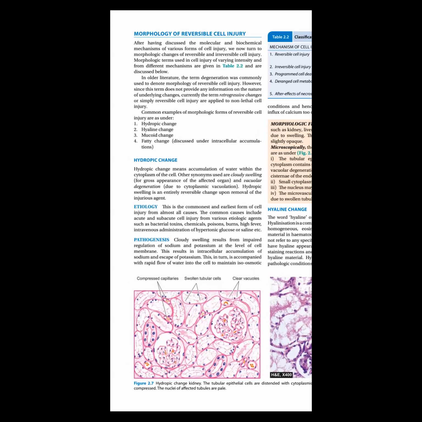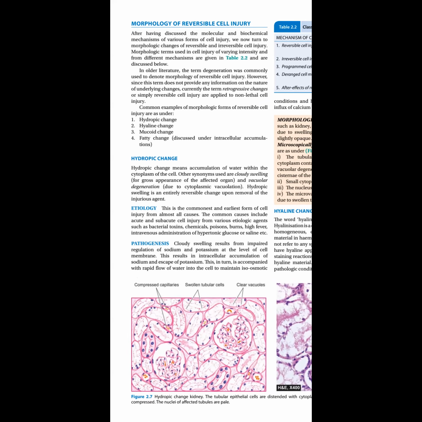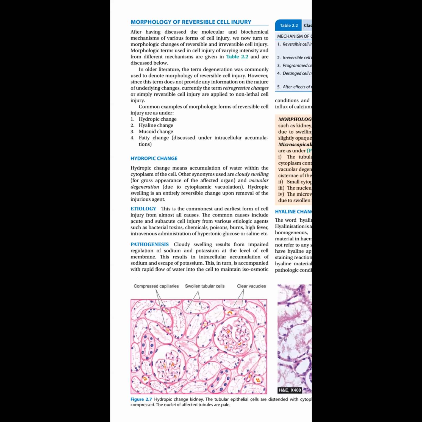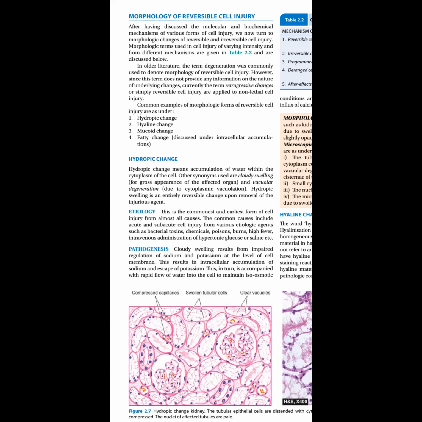So the morphology of reversible cell injury, after having discussed the molecular and biochemical mechanisms, the pathogenesis of various forms of cell injury. We now turn to the morphological changes, meaning the cell structure: epithelial cells, squamous cells, these are the cells getting involved. We were seeing what is happening at the chemical level, but now we'll see what is happening to the physical structure. Reversible and irreversible, both we are going to cover.